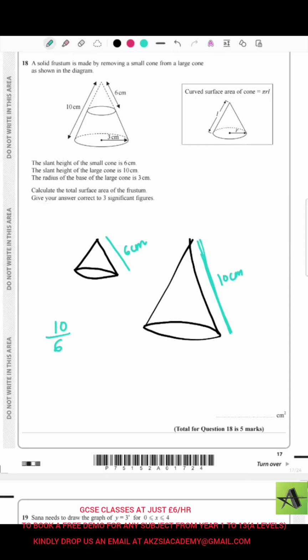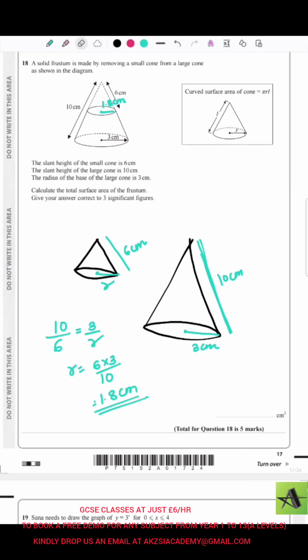So we got to know that the scale factor here is 10 over 6, and this is also equal to, let's say this be r and this is 3, so 3 over r. This is how you can calculate the radius of this smaller part. So r is equal to 6 times 3 over 10, which is 1.8 centimeters. So the radius of the smaller part is 1.8 centimeters.